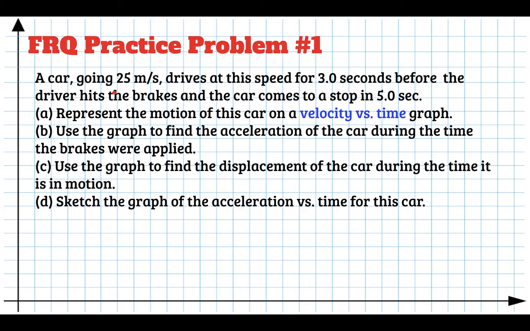I've got a car going 25 meters per second. The driver drives at this speed for 3 seconds, and then they might see a fuzzy enamel, perhaps, and they hit the brakes, and they come to a stop in 5 seconds. So I want you to do 4 things. I want you to represent the motion of this car on a velocity versus time graph. We're going to use that graph to find the acceleration. We're going to use the graph to find the displacement of the car during the time that it's in motion. And we're going to try to sketch the acceleration versus time graph. So we'll break this into 4 parts.